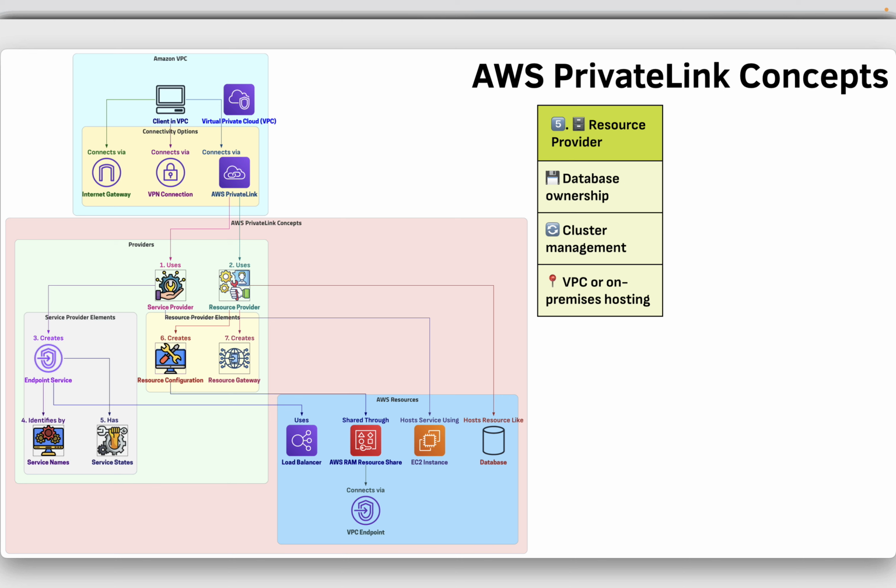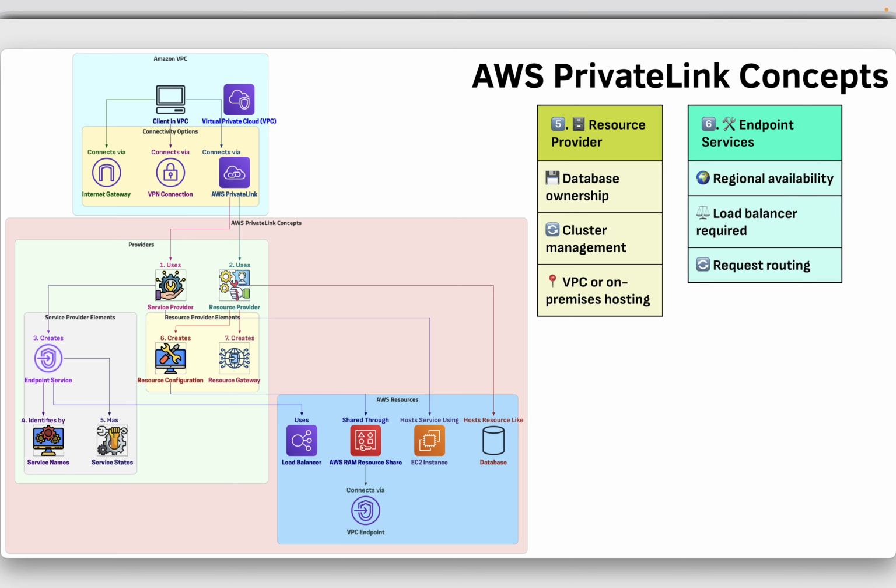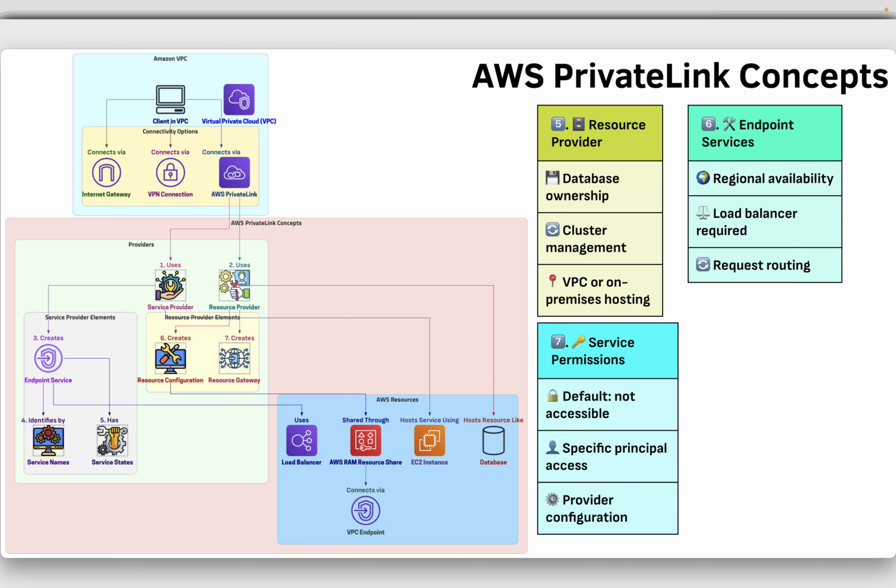Resource provider. The resource provider is the owner of a resource like a database or a cluster of nodes. This can include AWS services, AWS partners, and other AWS accounts. These resources can be in VPCs or on-premises. Endpoint services. A service provider creates an endpoint service to make their service available in a specific AWS region, using a load balancer to route incoming requests from service consumers.